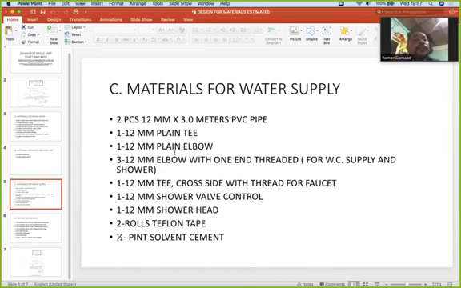For threaded pipe, sir, Teflon. Yes, Teflon for threaded piping like the shower valve. You need it there for the shower valve. The solvent is for plastic, PVC. There is also a 1 inch threaded elbow.